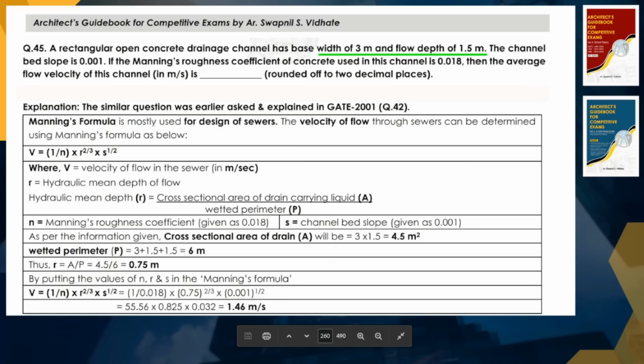By putting the values of n, R and S in Manning's formula, we will get V equal to 1 upon 0.018, the value of n which is mentioned in the question, the Manning's roughness coefficient, multiplied by 0.75 bracket raised to 2 by 3, multiplied by 0.001 bracket raised to 1 by 2, right? By solving this using the scientific calculator, we will get the value as 1.46 meter per second. So this is the final answer.